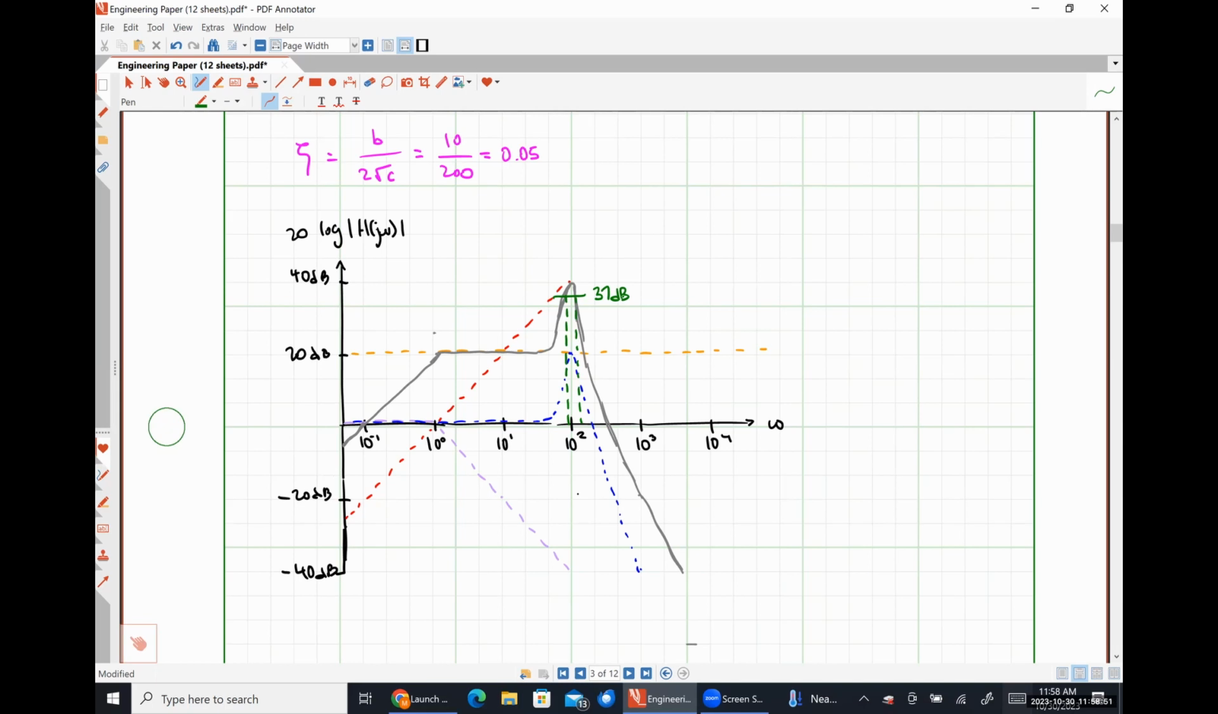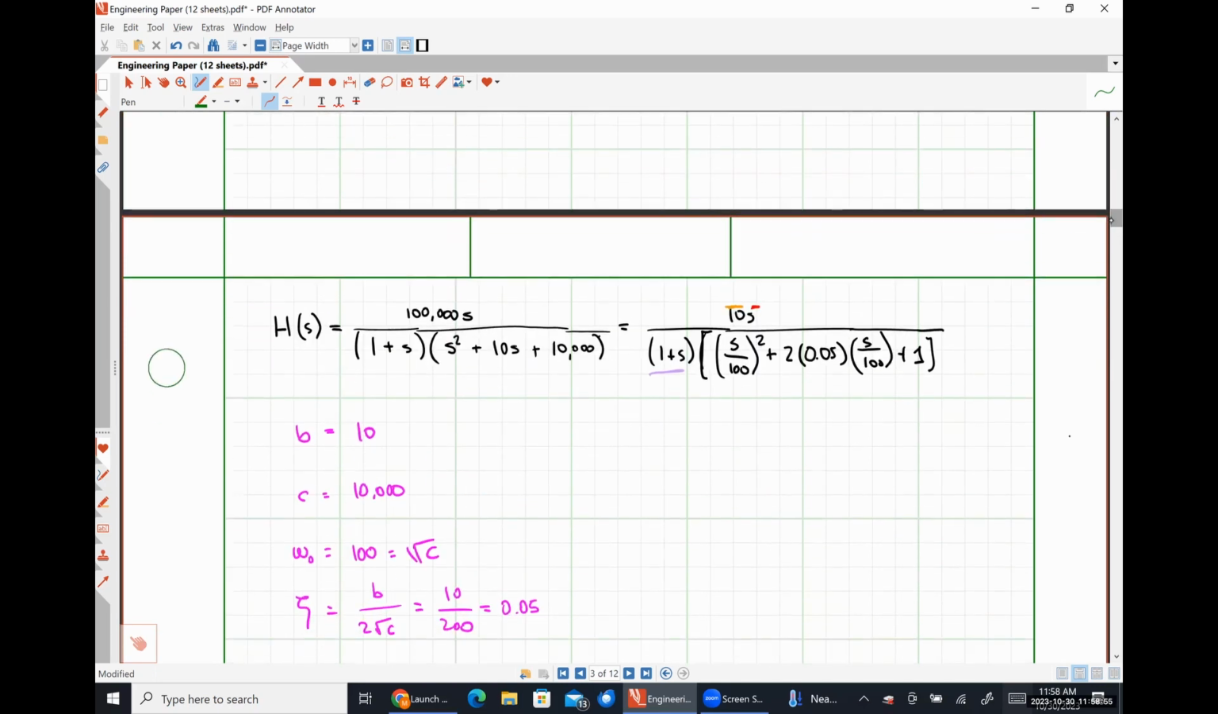Sure. So let me go up here to the top, and then I'll put this there, and then I'm done. So the orange line is for the constant. The red line is for the 0 at 0. The light purple line is for the pole at 1. And then the blue line is for the complex conjugate poles at 100.